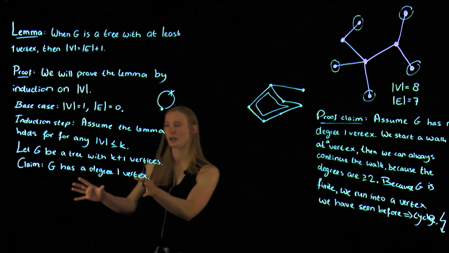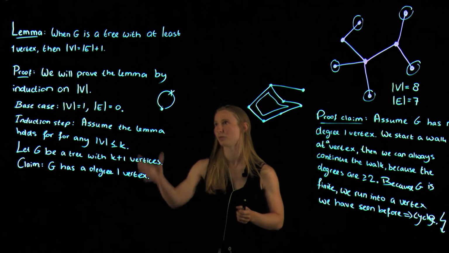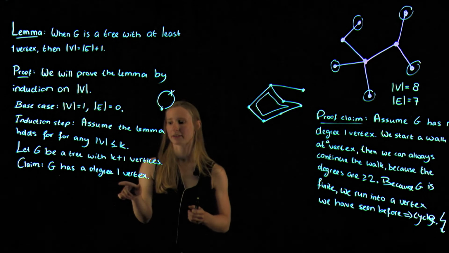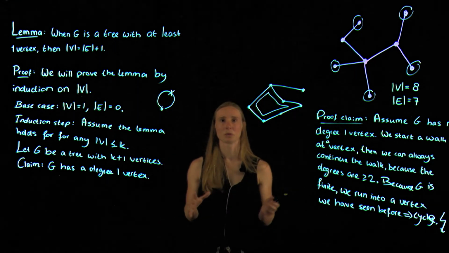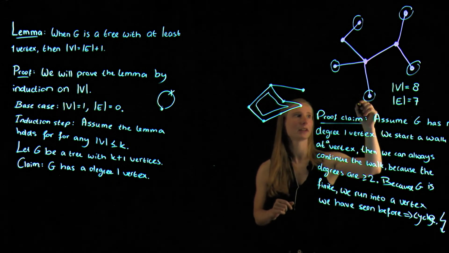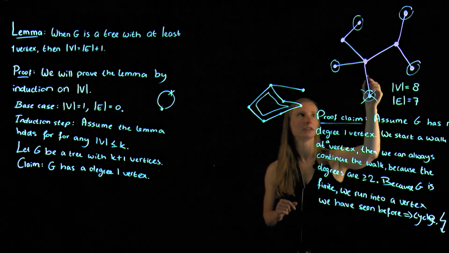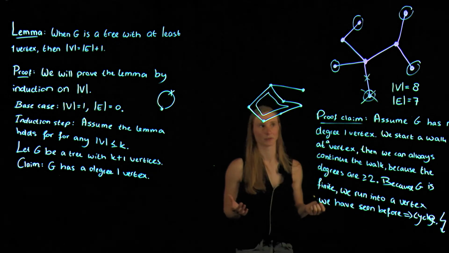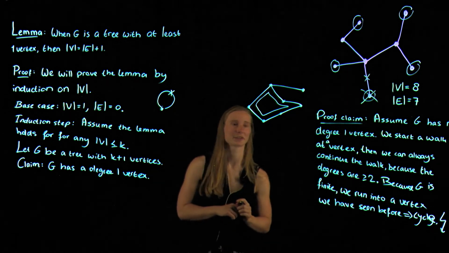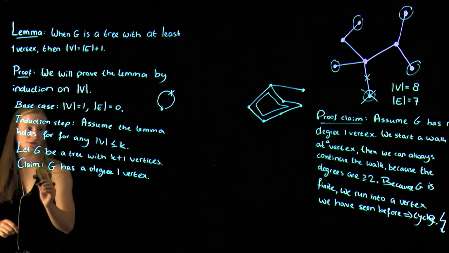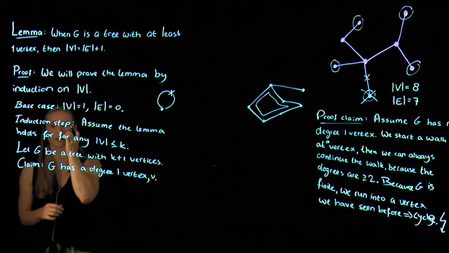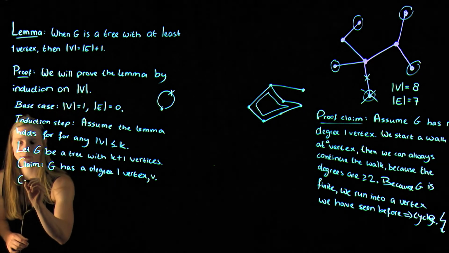Now let's try to apply the claim in our proof for this lemma. So we know that the graph has a degree 1 vertex. And what we are going to do is that we are going to remove this vertex. So let's say in this example here, we remove this vertex, and so also the edge that is attached to it. And then we get a smaller graph where we can use our induction hypothesis. So let's say we call this vertex V, the degree 1 vertex. Then we consider the following graph.